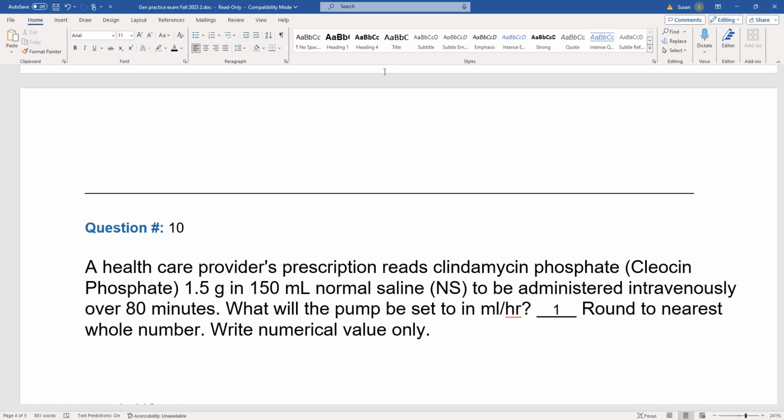Everybody knows how to calculate this? Number 10? No questions here, right? So what is it? The 113? Okay. Everybody got 113?